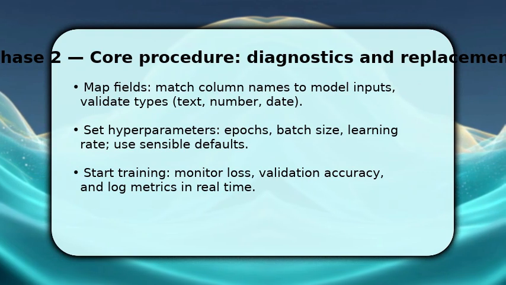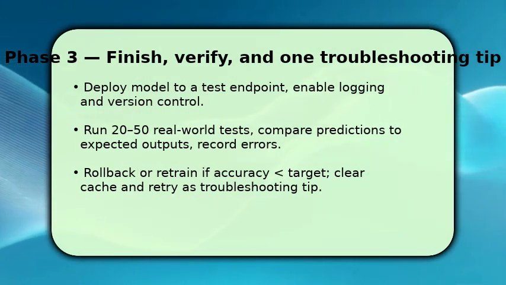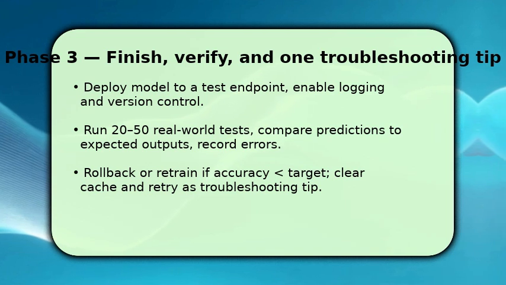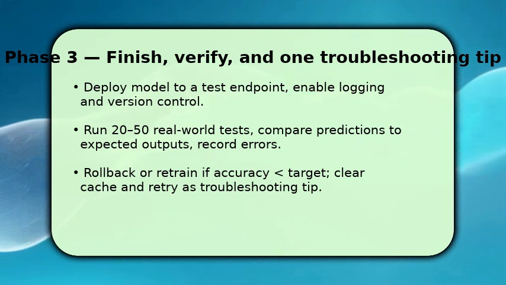Finish by deploying the model to a test endpoint and enabling logging and version control so you can trace changes. Run 2050 real-world tests, compare predictions to expected outputs, and log discrepancies to prioritize fixes. If performance meets targets, promote to production. If not, decide to retrain with more data or adjust features. Make sure to monitor throughput and latency after deployment.